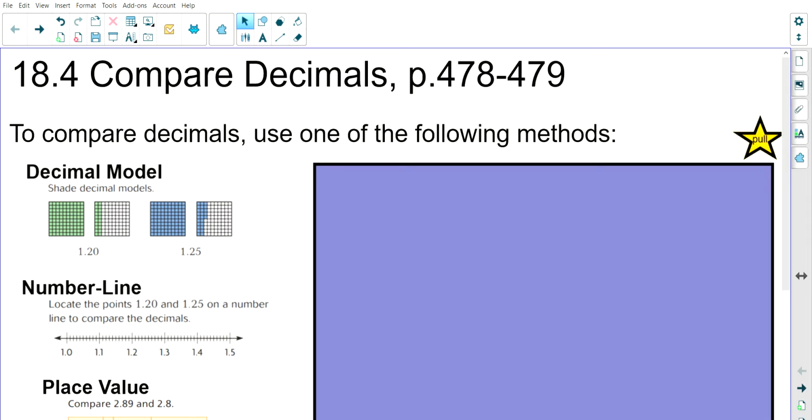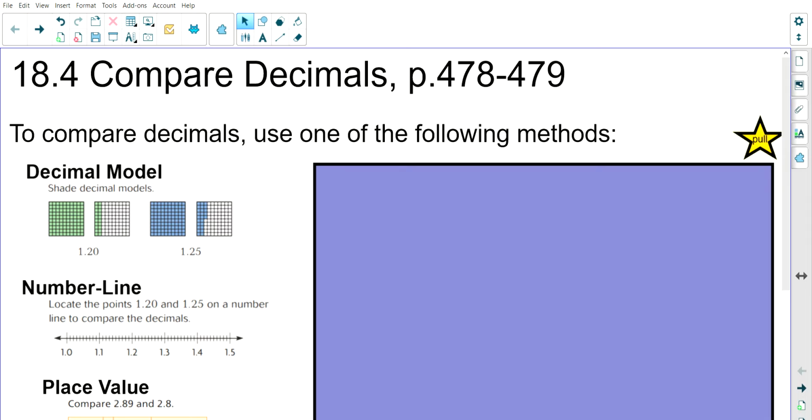So, anyways, if you haven't already, go ahead and get your journal labeled 18.4 compare decimals. Open up those textbooks to page 478 to 479, and as always, please pause the video whenever you need to get caught up. So today we are going to be talking about comparing decimals.